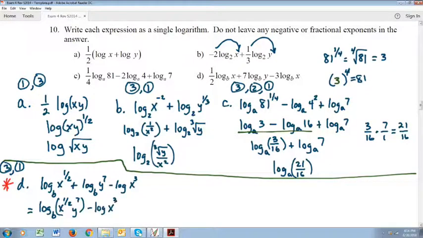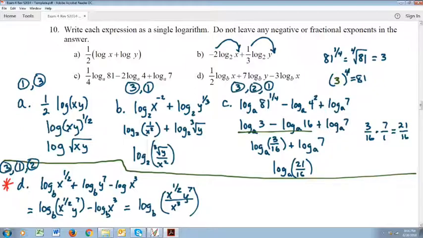So it'll be log base b of x to the 1/2 power times y to the 7th minus the log of x cubed. Oops, I should have a base b in there. So now we can use the quotient rule here to combine these two logs. And the thing is, look at the x's there. We've got an x in the numerator and denominator.